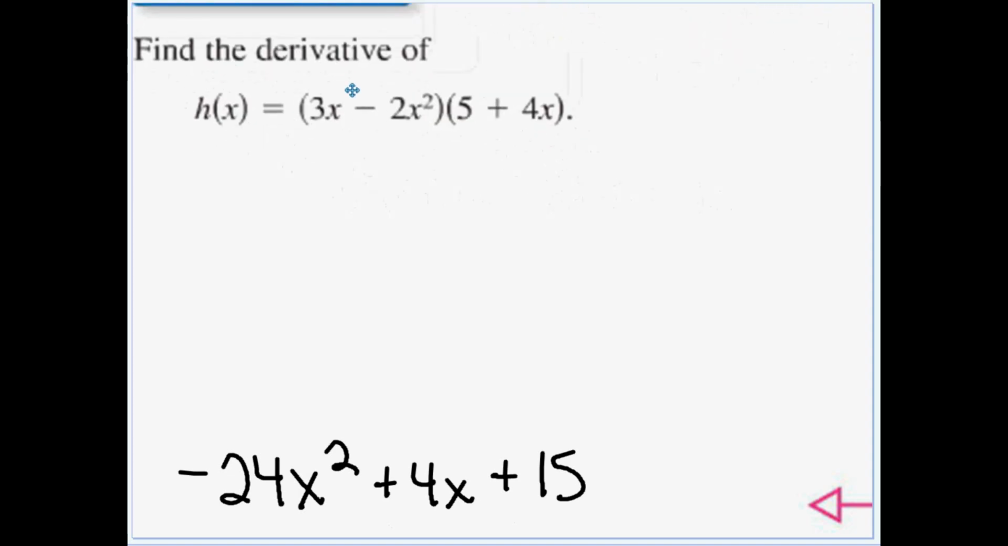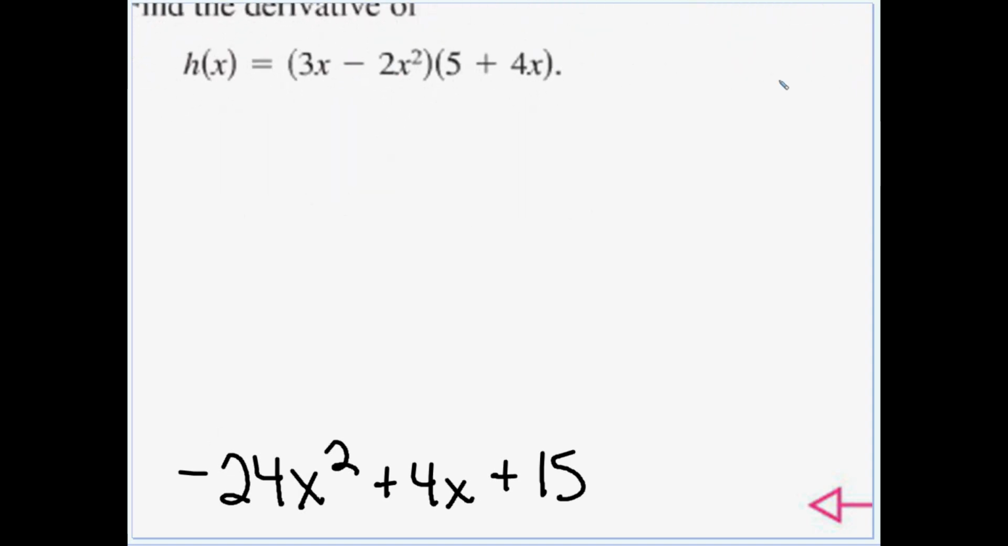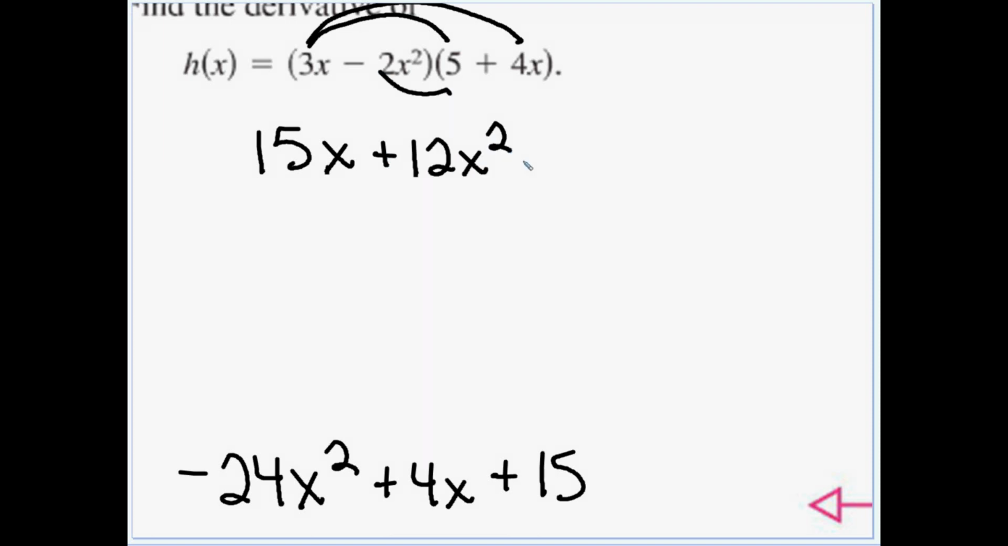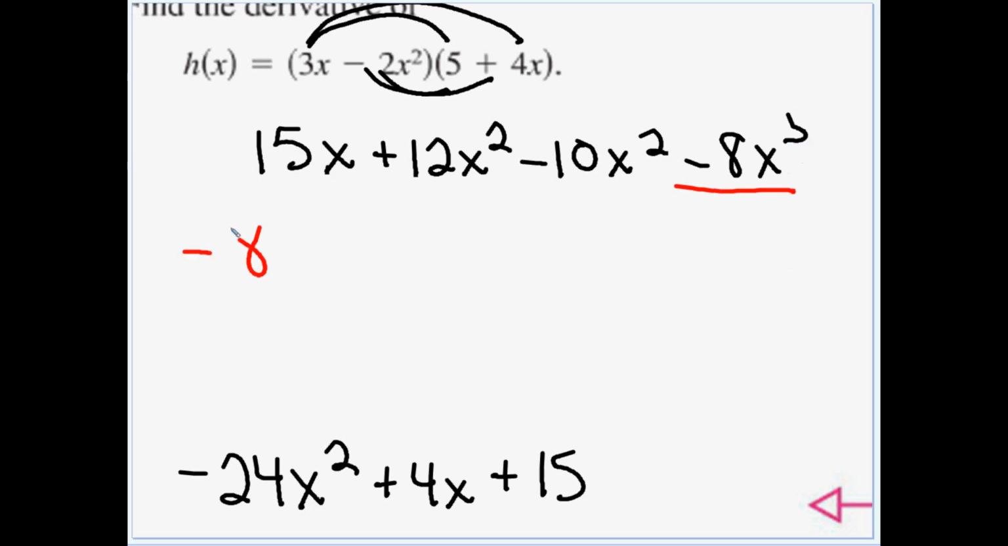If I had to do one of these, say on the AP test, I would first FOIL and then derive with the power rule. So we can do that to check our work. Let's FOIL out here. 3x times 5, that's 15x. Outers would be a plus 12x squared. The inners would be a minus 10x squared. And then last times last, minus 8x cubed. And let me write this in descending order. Negative 8x cubed goes first. Here we're going to have a plus 2x squared. And then a plus 15x.